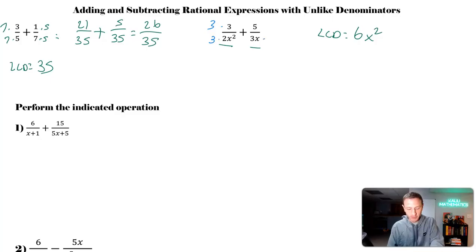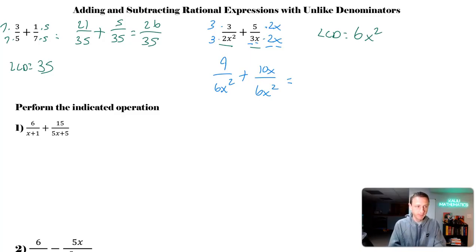Then this one, what does this term need? It needs a 2x, because 2 times 3 is 6, and x times x is x squared. So whatever I do to the bottom, I do to the top. 3 times 3 is 9 over 6x squared, plus 5 times 2x is 10x over 6x squared. Now the denominators are the same, so I'm going to add across the top. 9 plus 10x over 6x squared. And then I can't do anything from there.